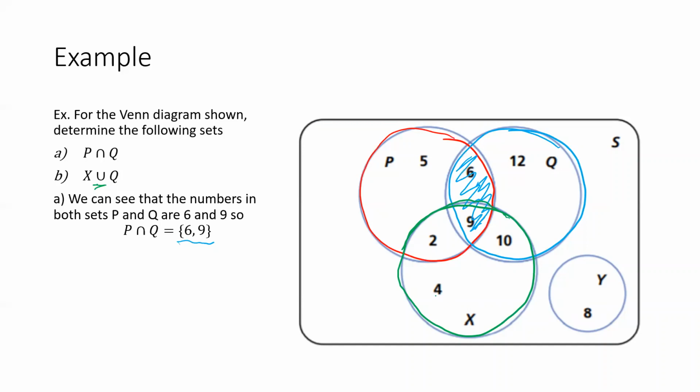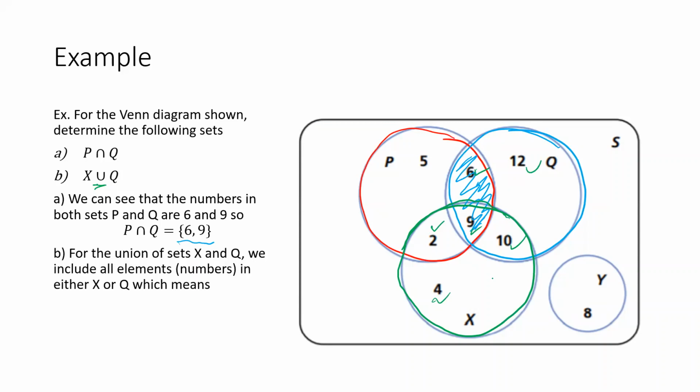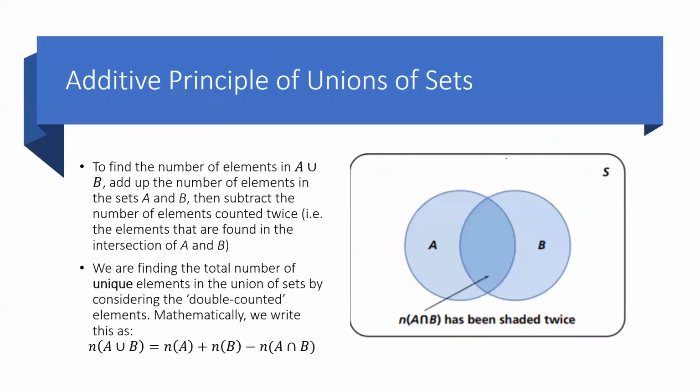So in this case, we actually have a lot more. We have 4, 2, 9, 10, 12, and 6. So there are a total of 6 different elements that are in either X or Q. So for the union of sets X and Q, we have 2, 4, 9, 10, 6, and 12. I know I didn't write it in order, but I was just basing it off of what I saw first. So that is our answer there.